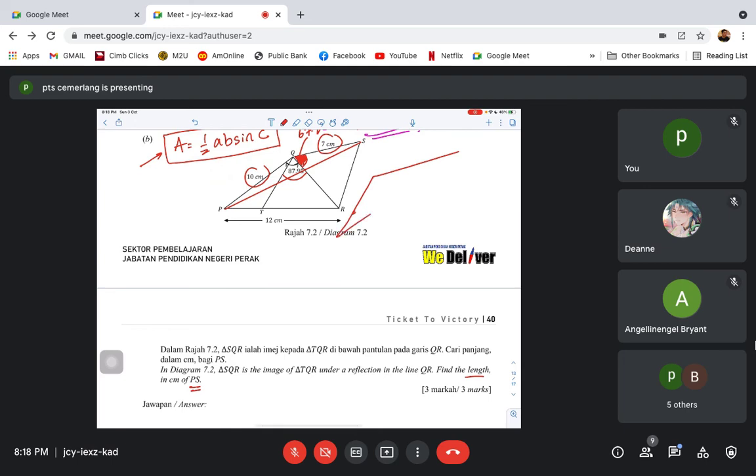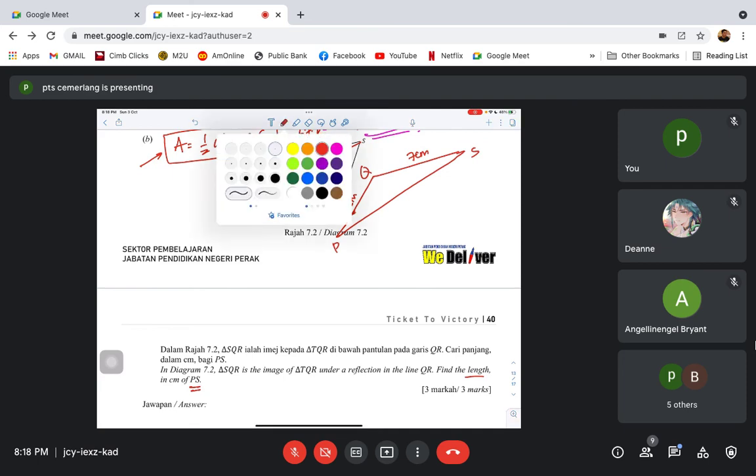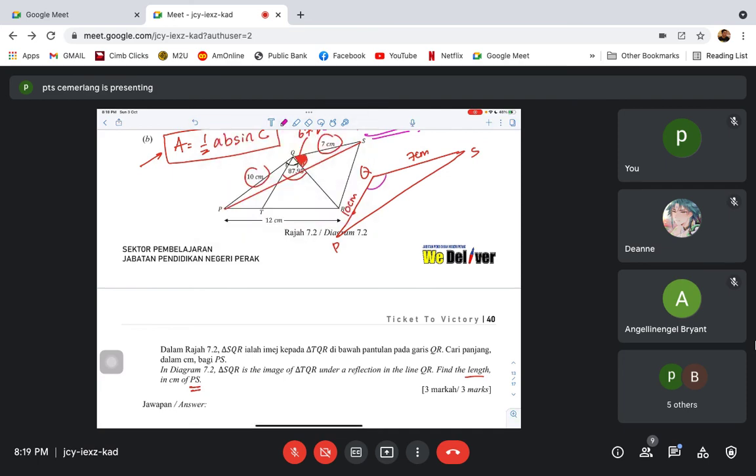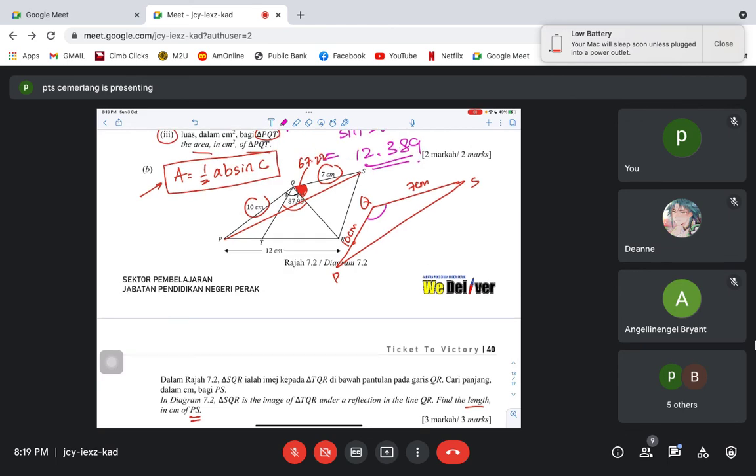Okay, cuma cikgu boleh lukis balik lah. PQS. Okay, I can actually draw back my PQS. And then this is my Q. This is my P. This is my S. This is 7 cm. This is 10 cm. And then what else? I have this one. This whole thing. I can actually just take 87.95 and then plus 67.22. Okay, so you get 155.17. Okay.